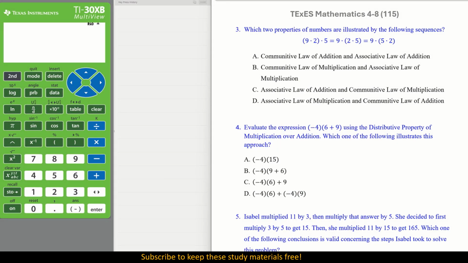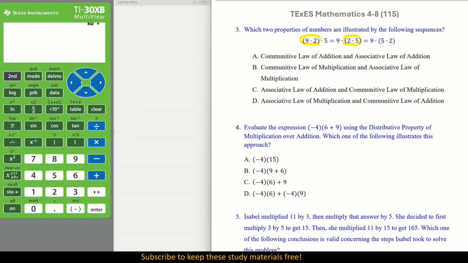Which two properties of numbers are illustrated by the following sequences? Okay, so what do they give me first? Well, looks like we have 3 expressions, and the first one compared to the second one in the middle, that's associative. The numbers are in the same order. However, which ones we choose to multiply first is going to change. So that's associative and it's multiplication.